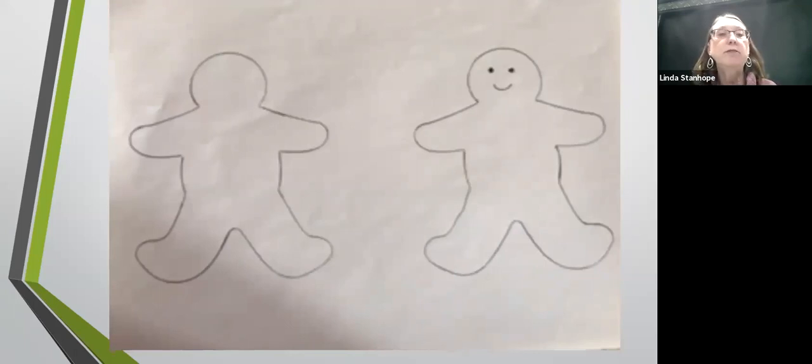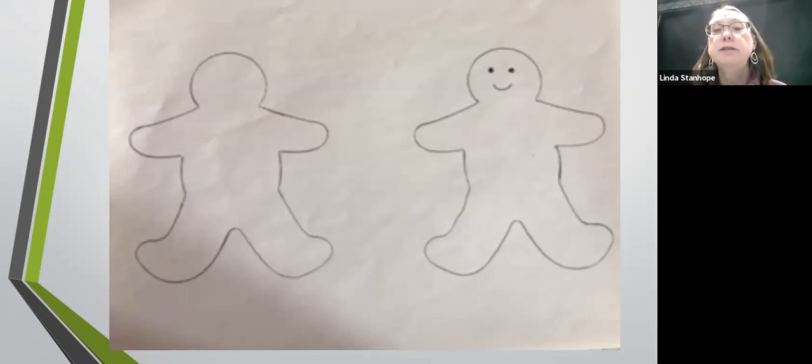Here is another one. Sometimes there's not always a nice and fancy type of diagram. But say when we're doing medical directions and terminology, I use my little gingerbread men. And so I would give my kids directions, for instance, on the posterior side, draw a line showing a transverse plane. And so it's really easy for me to walk around the room and see who is making a transverse plane.